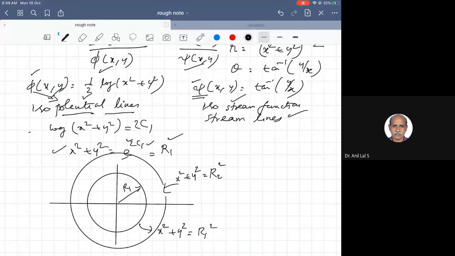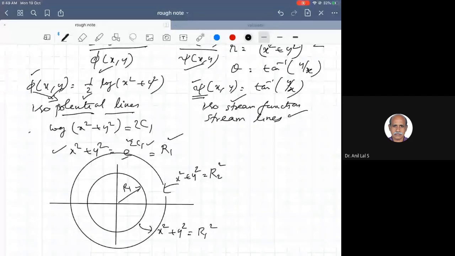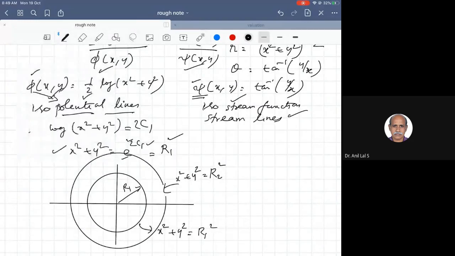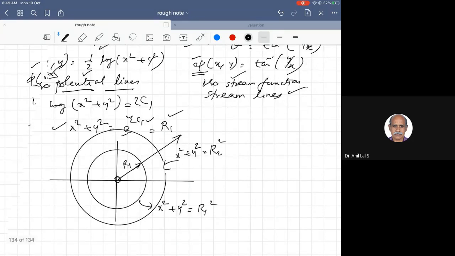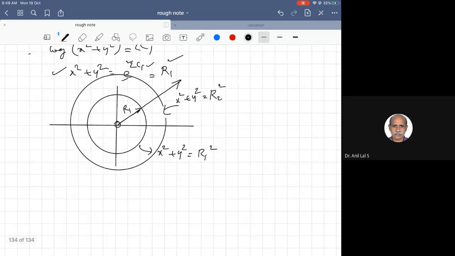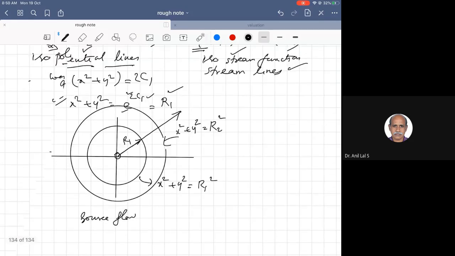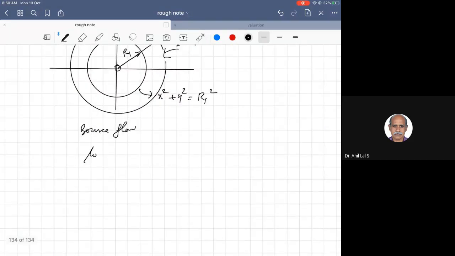So how will the flow be? At any point, it is normal to the isopotential line. So what kind of flow do we have now? The flow will be a radial flow emanating from the origin, the center. This is called a source flow. Then what is the complex flow potential for a source flow? It is log z. So log z is the mathematical representation of a source flow. W is equal to log z.